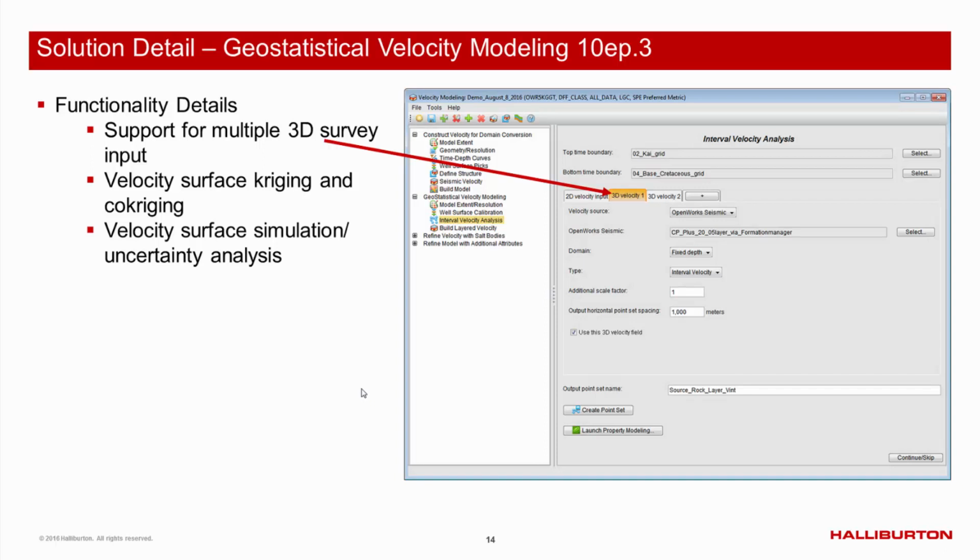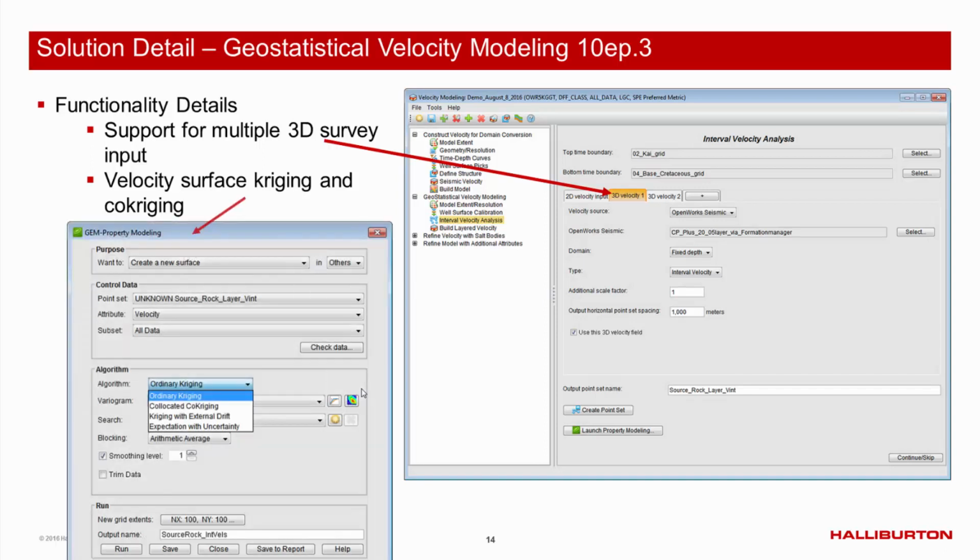Now we can have multiple survey inputs, however big or small they are. They're typically not that big with respect to the basin, but that's fine. But it's great new functionality. We've also added the functionality for kriging and co-kriging of the velocities with lots of user control that's new functionality that we didn't have in any of our systems before.